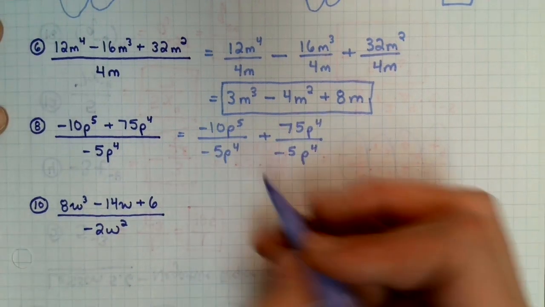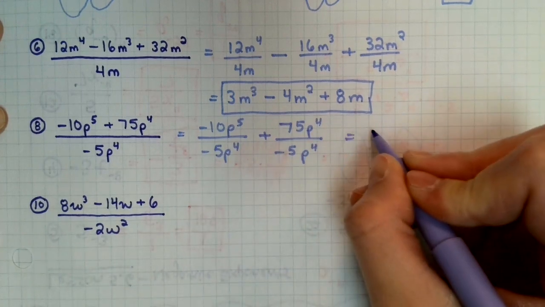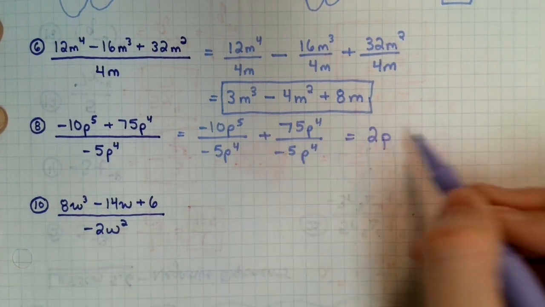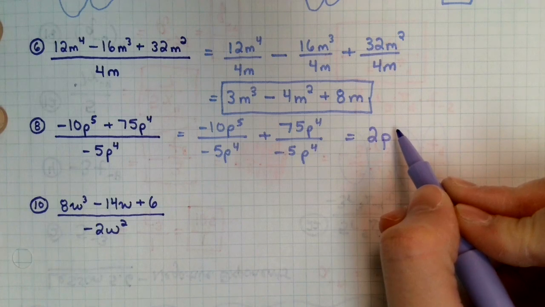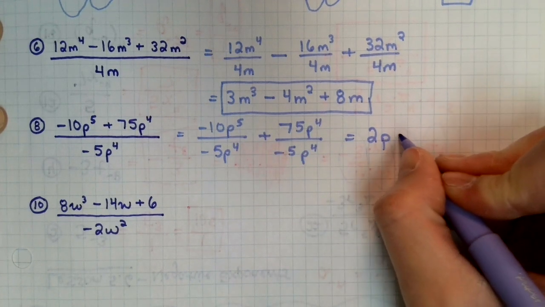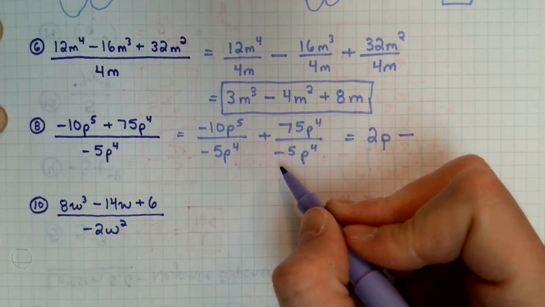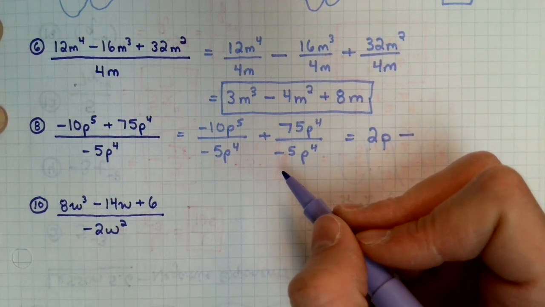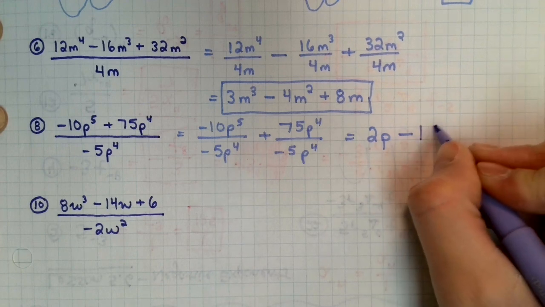Negative 10 divided by negative 5 is going to be positive 2. So this will be 2p. You could write the first power here, but you don't need it. And again, that comes from doing 5 minus 4. And then we're going to have minus 75 divided by negative 5, so that's going to end up being a negative 15, so that's why I wrote the minus there, so minus 15.